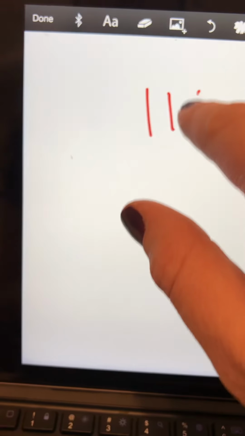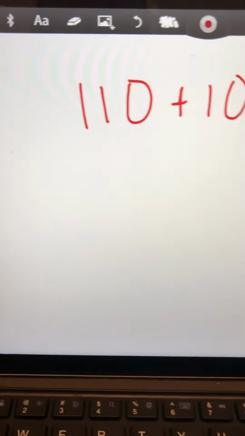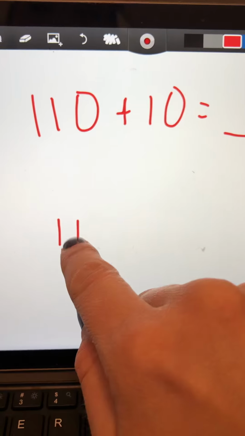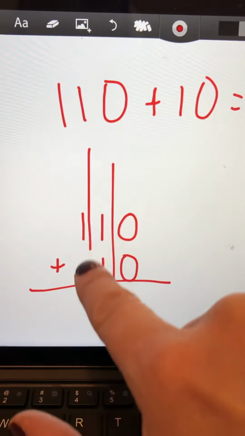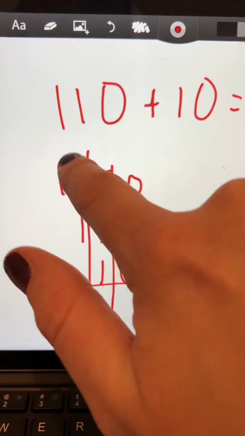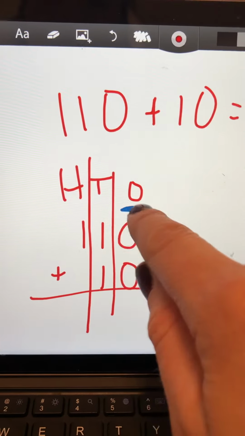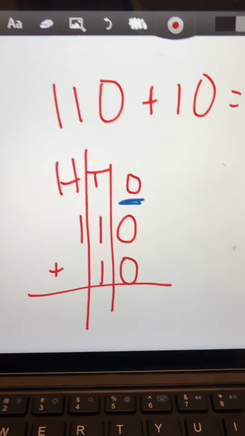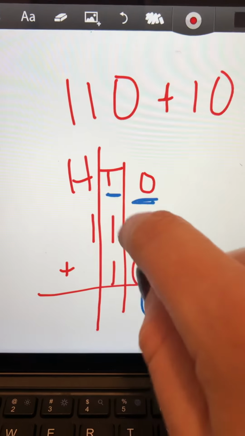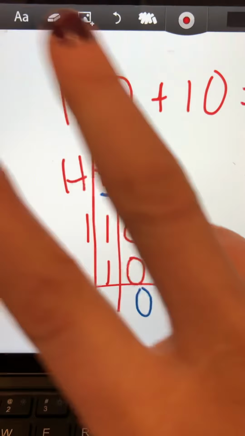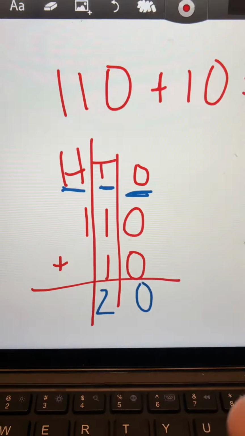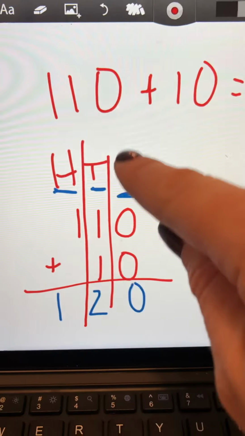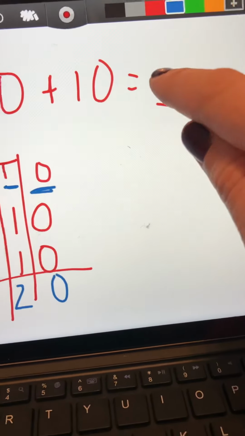If I have 110 and I want to find the next number, let's add 10 to 110. Will you try and figure it out as Mr. Menko sets up our equation? Okay, so if I start at my ones, 0 plus 0 is, everyone, good, 0. Go to my tens column. 1 plus 1, 1 plus another 1 is good, 2. Go to my hundreds. 1 plus nothing is good, 1. So 110 plus 10 gives me 120.